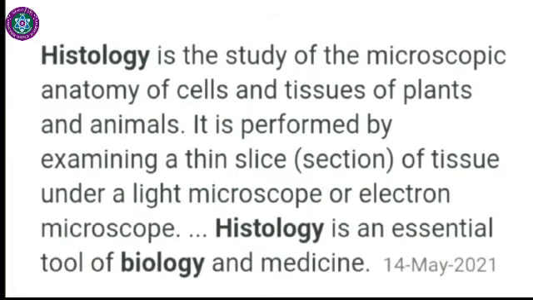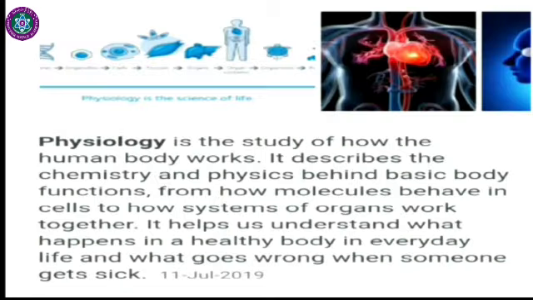Next one is histology. Histo means tissue, logy means to study, so the study of the microscopic anatomy of the cells and tissues of plants and animals is called histology. Or we can say that histology is the study of the composition, structure and function of plant and animal tissue. It is performed by examining a thin slice or section of the tissue with the help of a light microscope or electron microscope. Histology is an important tool of biology, and also an important tool of medicine.